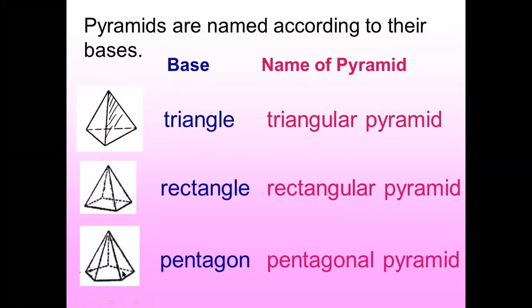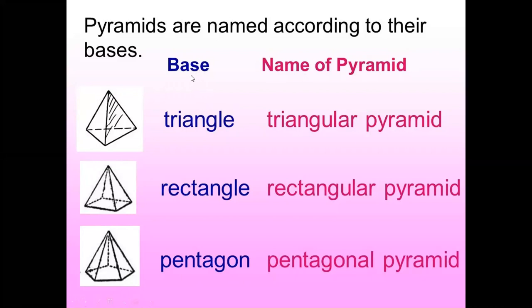We have a pentagon in the base. If we count the sides, 1, 2, 3, 4, 5. For that, it will be a pentagon. For that, this pyramid is a pentagonal pyramid. If the base is a square, it will be a square pyramid. If the base is an octagon, it will be an octagonal pyramid.